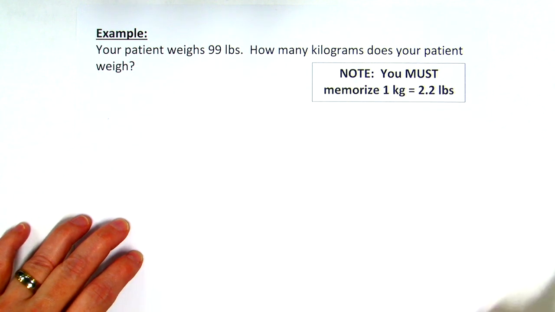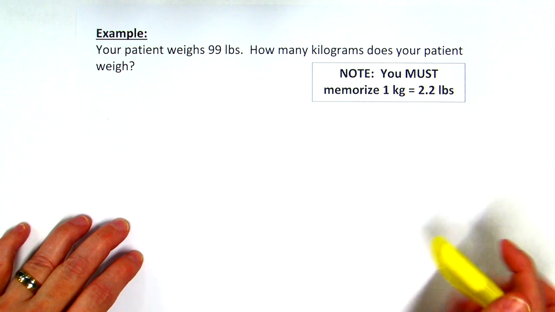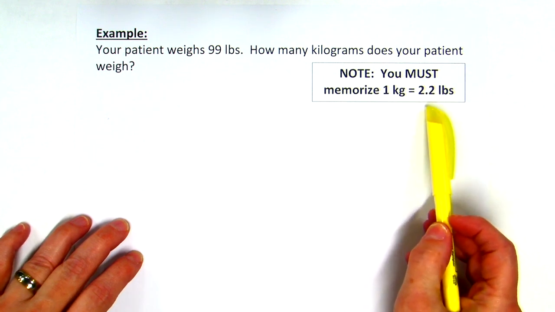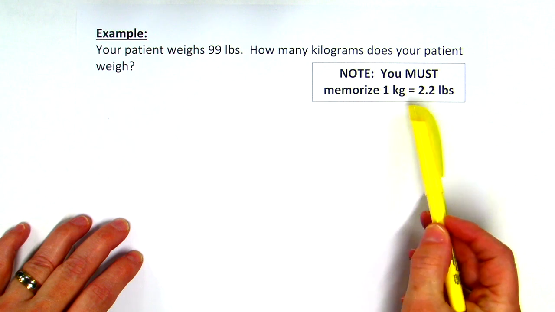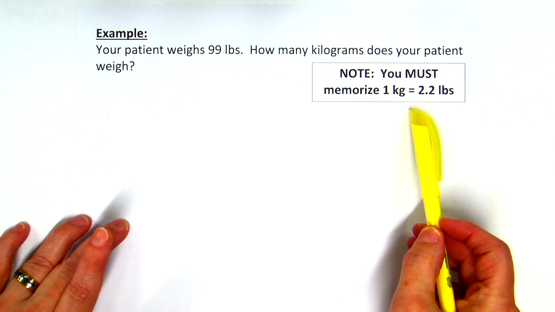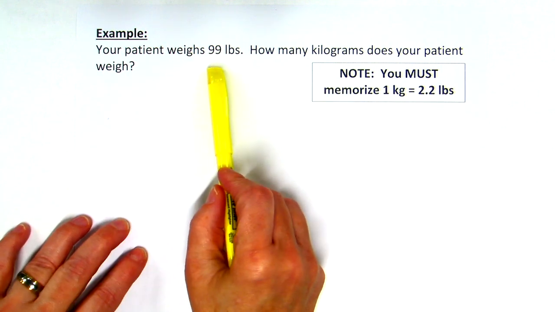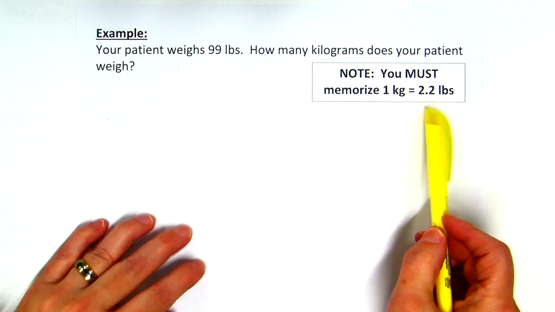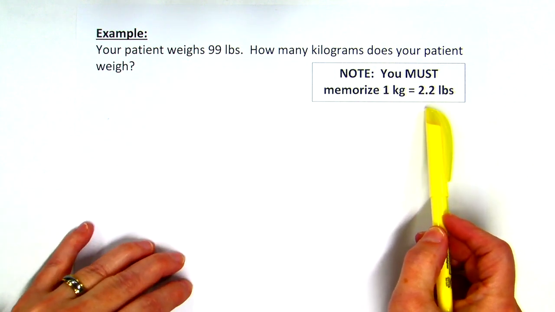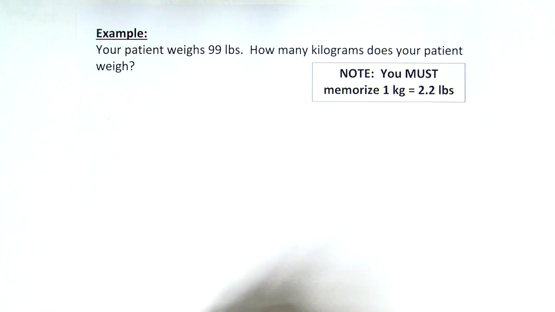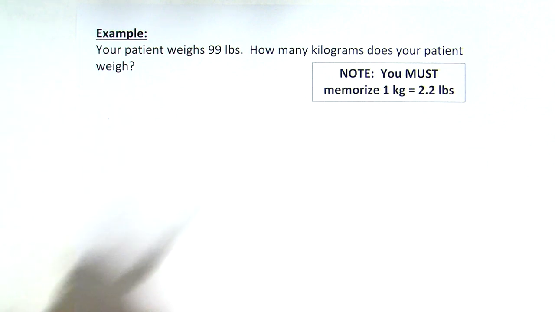All right, so our chart is not going to work. That chart that I just showed you is only when converting within the metric system. So you do have to have memorized your conversion rates here. So 1 kilogram is equal to 2.2 pounds. All right, that's just something you have to have memorized. Now, some of you are going to look at this and go, okay, well, if it's 99 pounds, and I know 1 kilogram is 2.2 pounds, then you're going to automatically know, oh, I've got to take 99 divided by 2.2.